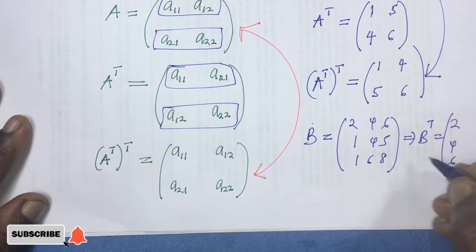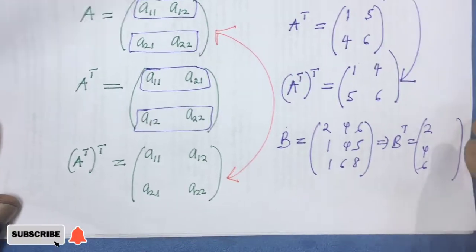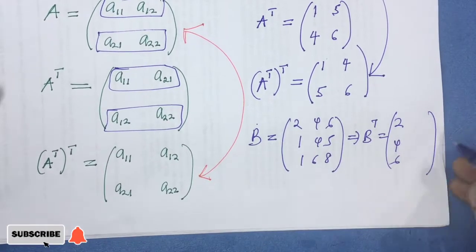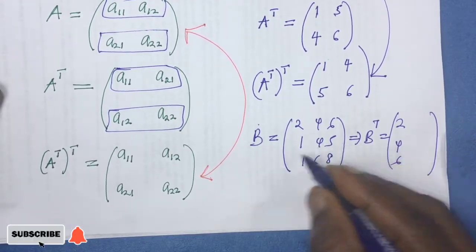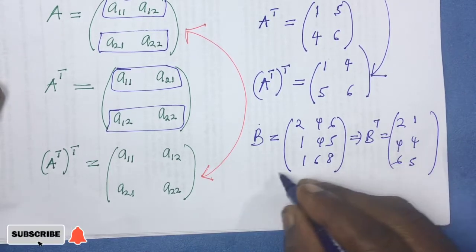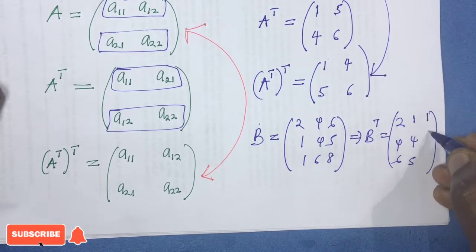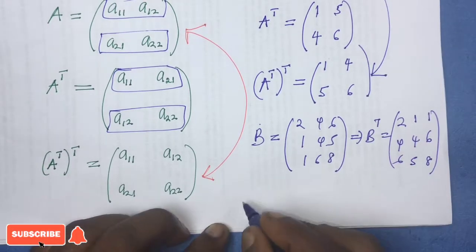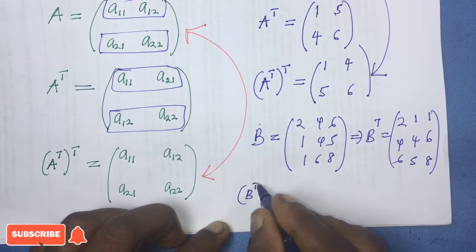2, 4, 6, which was a row, becomes a column. 1, 4, 5, which is a row, becomes a column. 1, 4, 5. And 1, 6, 8, which is a row, becomes 1, 6, 8 in B transpose. Now let us transpose B transpose and see.